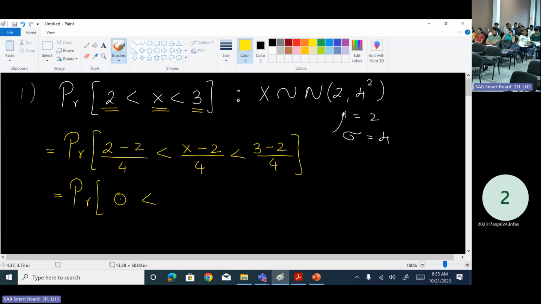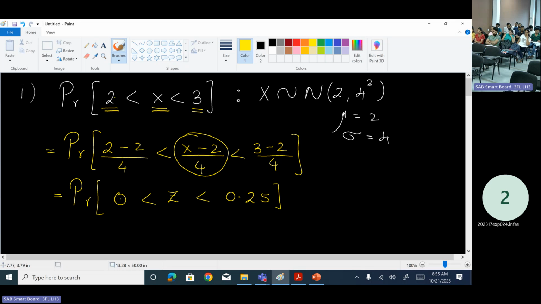Now the purpose of doing this process is to convert this X into Z. So when you do the process, X will be transferred to Z, standard normal. So instead of this, we can put Z because that's the purpose of doing this. Less than 3 minus 2, 1 divided by 4. So that is 0.25. Now we are in the Z scale.